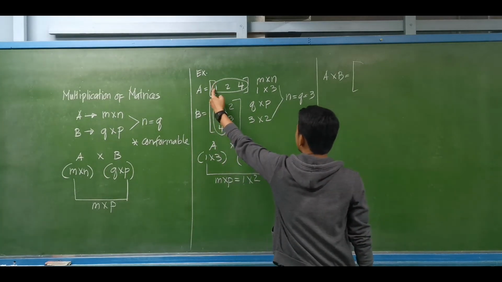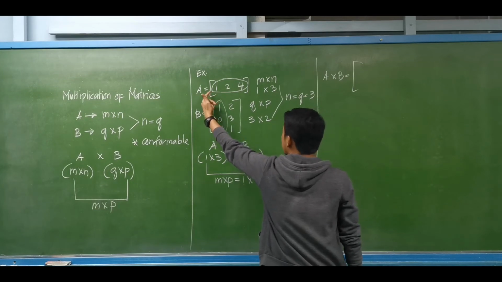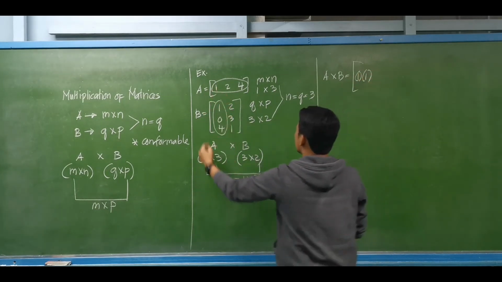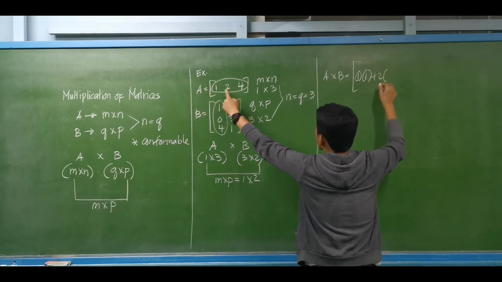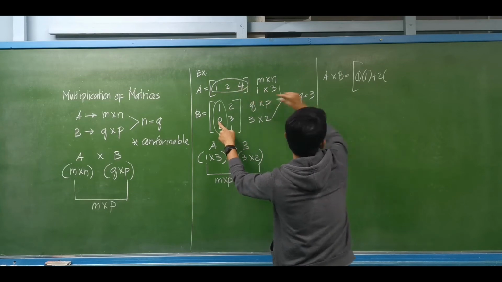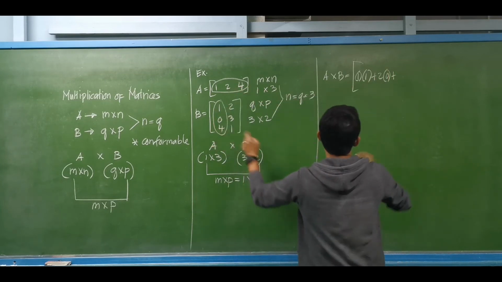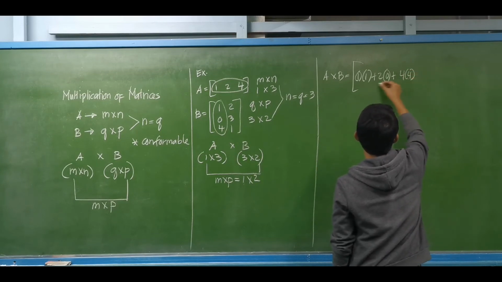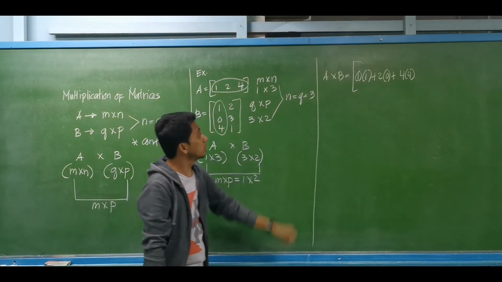So, multiplying the first row to the first column with their corresponding elements. So we have 1 multiplied by 1, then plus 2 multiplied by 0, then plus 4 multiplied by 4. So the sum of these terms will be the first element.